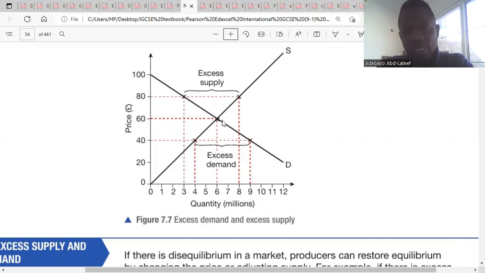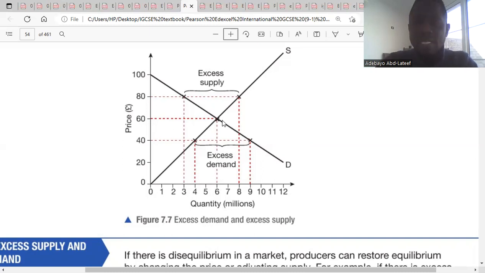Then excess supply. For excess supply, at that point in time, prices are set above the equilibrium price. So the price is set at 80 now. If the price is set at 80, suppliers will be willing to supply more because at that point in time, they will be able to maximize revenue and profits. So supply in the market will be more than demand in the market because prices have increased. And when prices increase, consumers will not be willing to buy. Do you get the point?